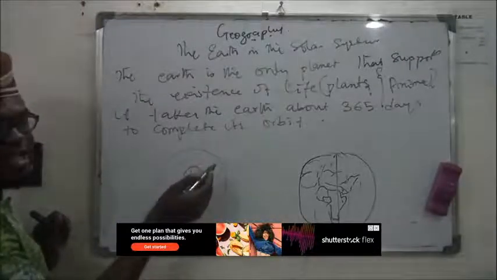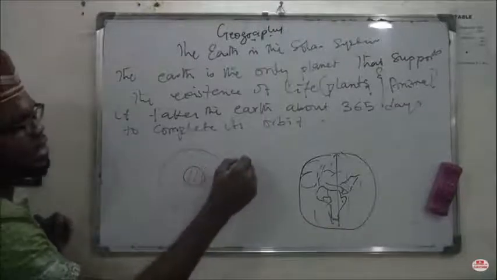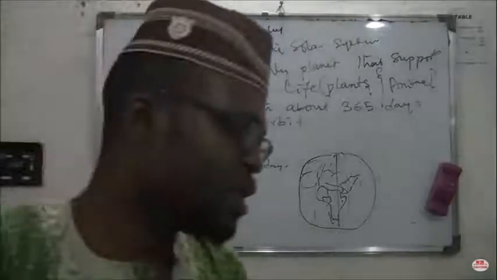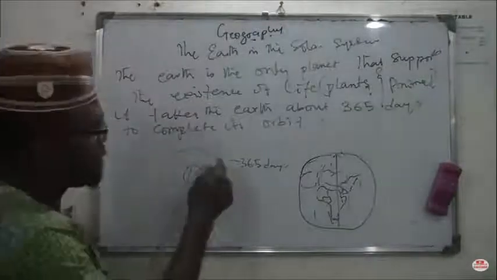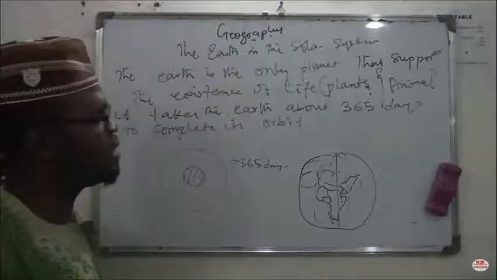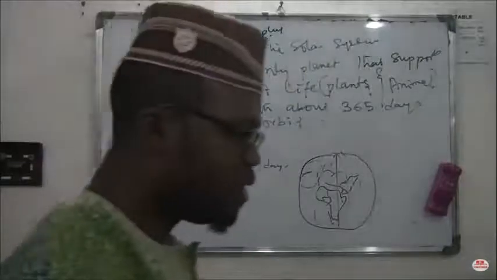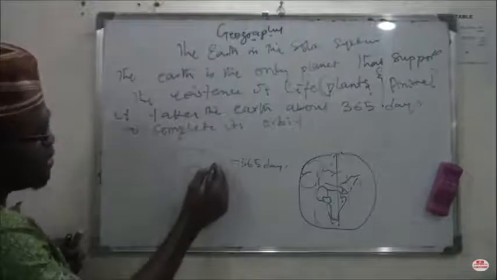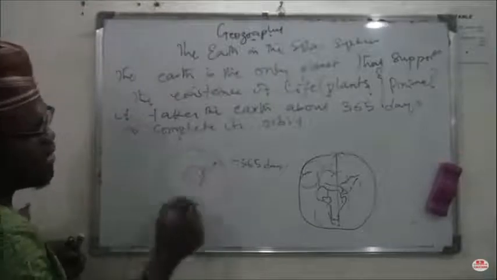The time it takes the Earth to move from here round back to this place is 365 days, and that is 1 year. It takes the Earth 1 year to revolve round the sun, to start from a particular point and get back to that point again. It takes the Earth 365 days to complete its orbit. The distance between the sun and the Earth is about the distance here between the sun and the Earth.